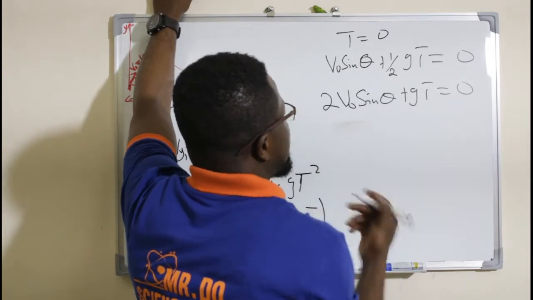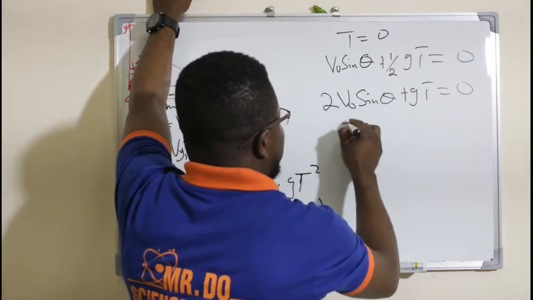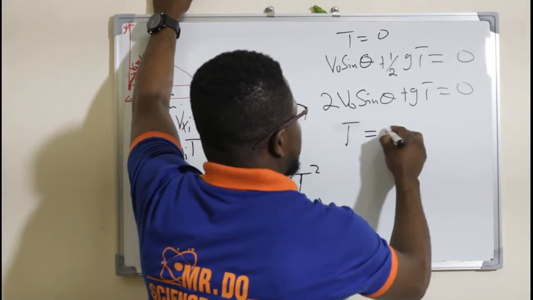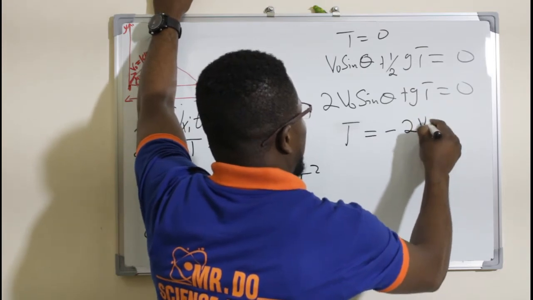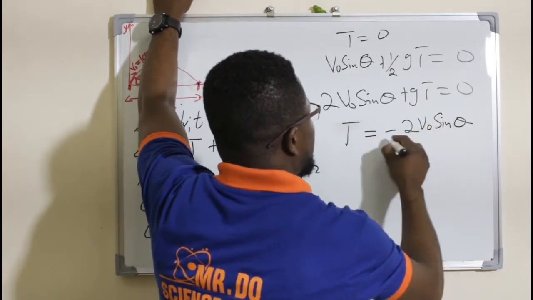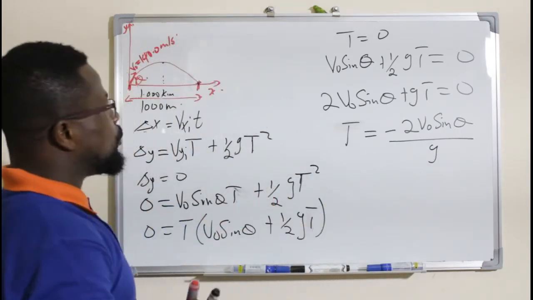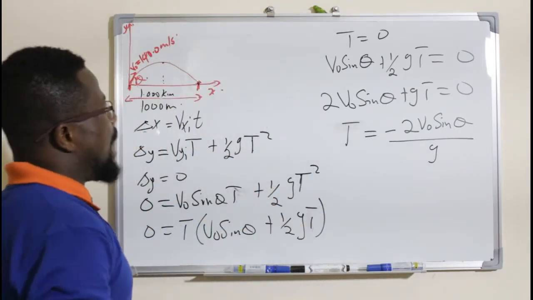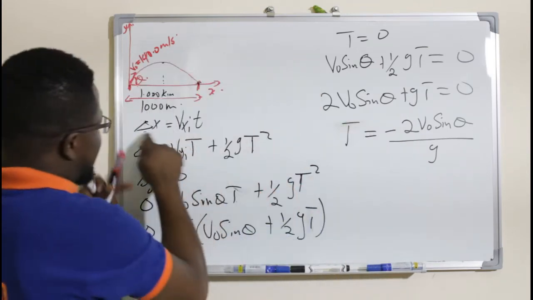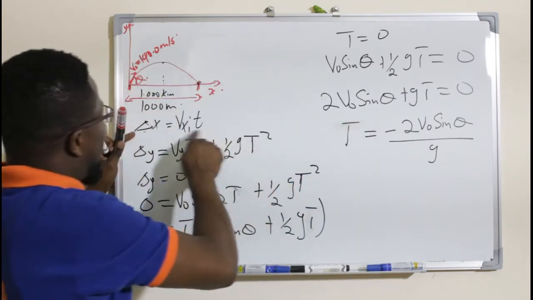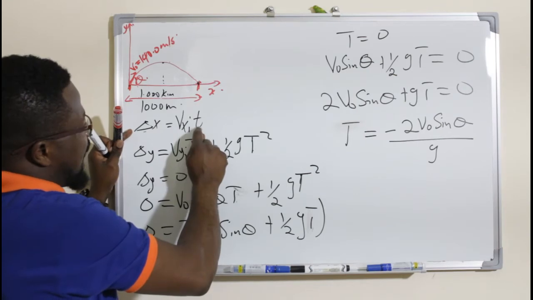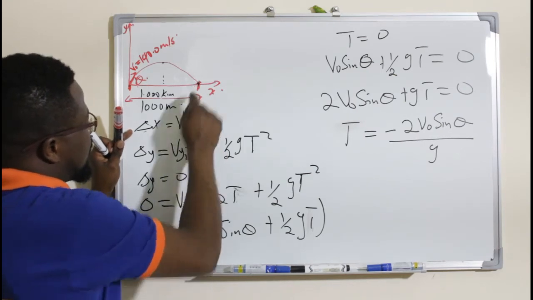I think from here you should understand that. So my t is now going to be negative 2v naught sine theta divided by g. And that is the value of t. Where is this t? That t is here. So I have found the total time taken to reach here.